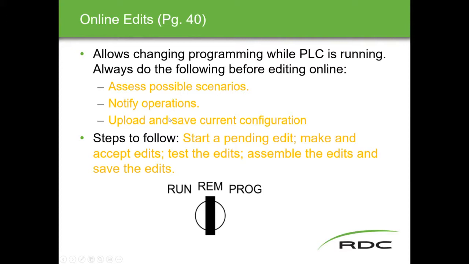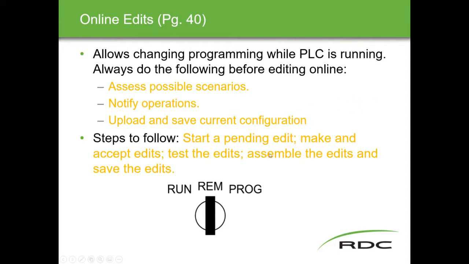Okay, so to do an online edit, we will first start a pending edit, then we make our edits, accept our edits, test the edits, assemble the edits, and save the edits. Wow, doesn't mean anything to you at all, but this is true. This is the way it works. Without sitting in front of the machines and doing it, it doesn't make a whole bunch of sense. But when we do sit in front of the PLCs in the lab, this is exactly what happens. You're going to want to start a pending edit.